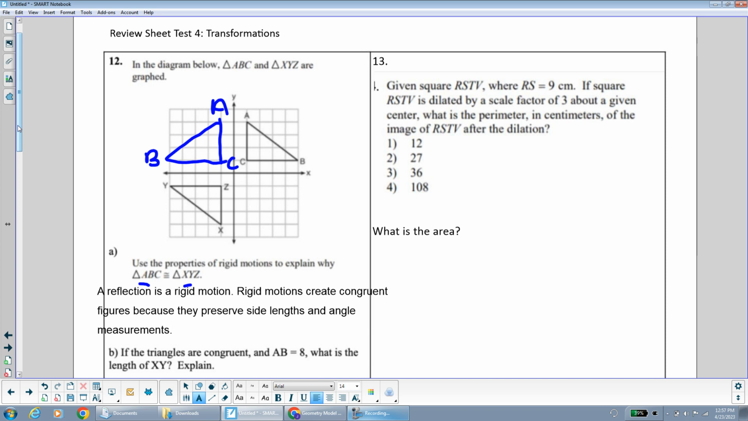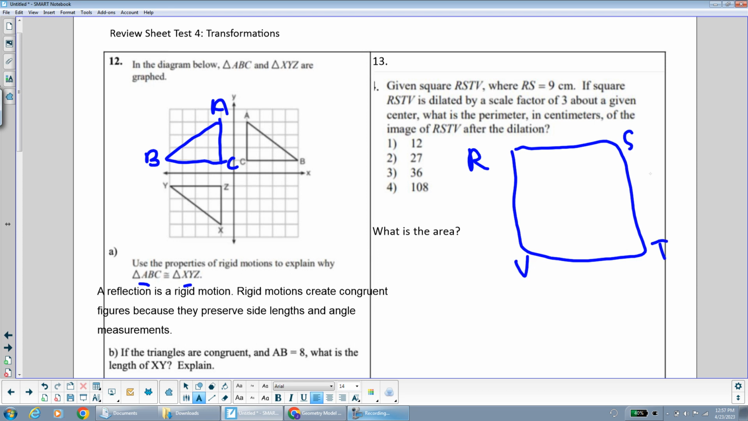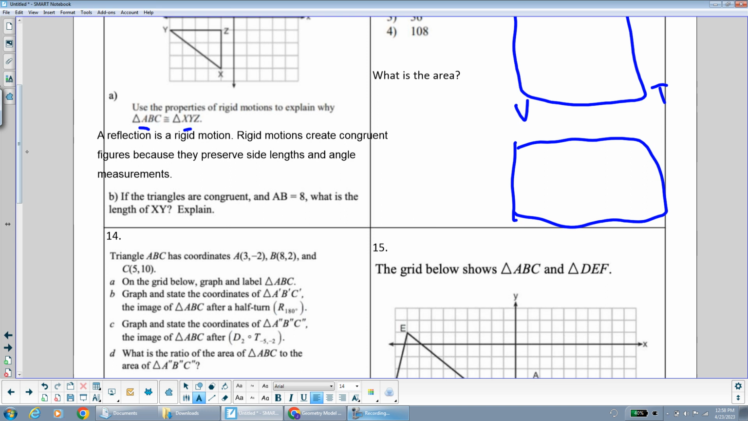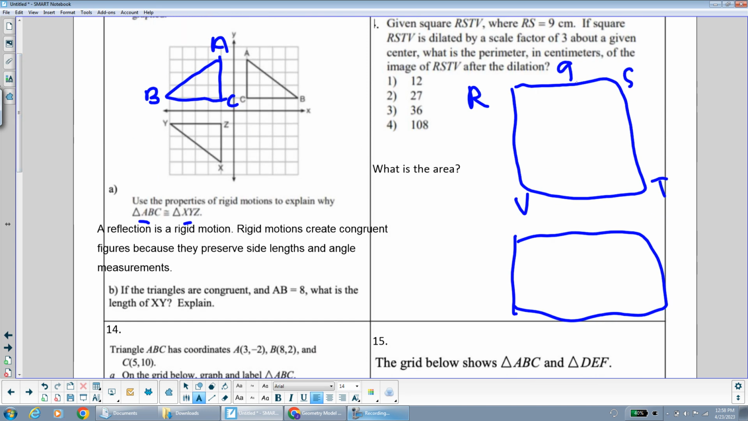Moving along. So we have square RSTV. This is a terrible looking square. And not the only way to label it, but if I did here R and here S, that's got to be T and V, where RS is 9. And then we're dilating the square by a scale factor of 3. So not drawn to scale because obviously they look the same size. But if I'm dilating it by a scale factor of 3, if this one's 9, this one's going to be 27.